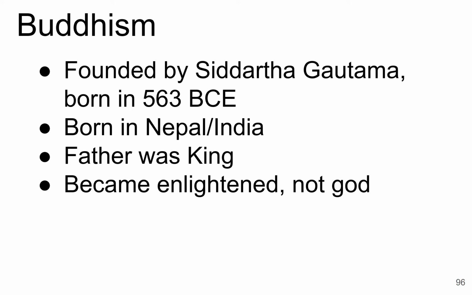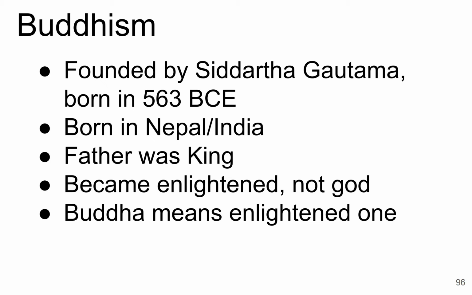So the person that we call Buddha, Buddha is a title. It just means enlightened. He is not a god. He was not immortal. Buddhism does not have immortal beings. Buddha was just a dude that figured it out. Buddha means enlightened one. And what he figured out is encapsulated in the Four Noble Truths.